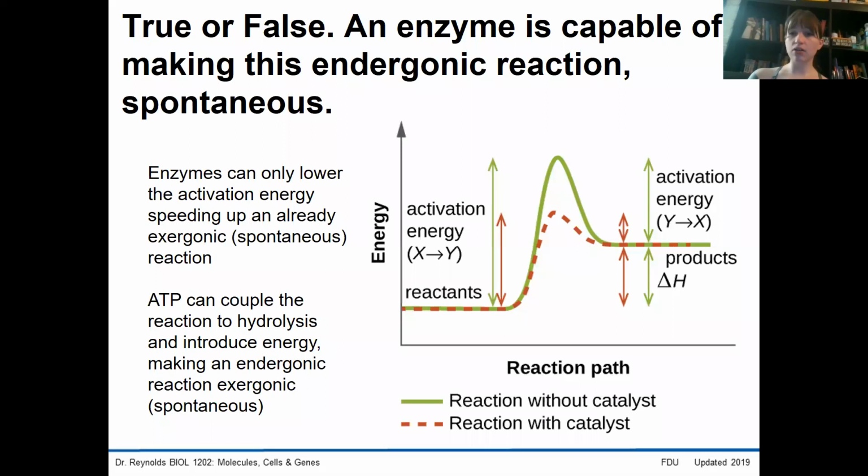So if a cell had an endergonic reaction like the one you see here that it needed to occur, it cannot use an enzyme to cause this reaction to occur. What would need to happen is energy coupling and the hydrolysis of ATP, which would make this non-spontaneous reaction spontaneous. If an enzyme were to come in and assist the process, it could cause this reaction to occur faster once ATP has gone through and added energy into the system.